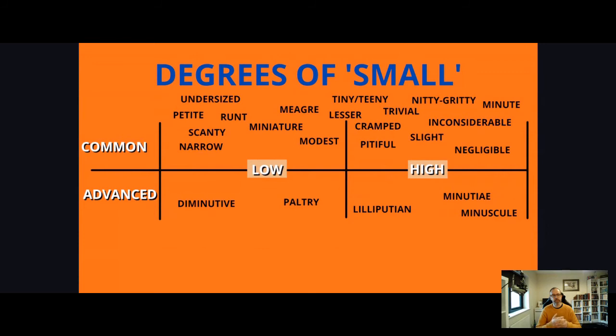So along the top, you have the common words or the spoken English that we looked at, and at the bottom is the vocabulary for the advanced exams. So on the top left there, we have, say, undersized or petite. But as you get all the way over to the right, you see something is minute or inconsiderable or negligible. So these are much more intense expressions of small. And the same at the bottom then of the advanced exams. Diminutive is something that is a little smaller, but minuscule or the minutiae is something extremely small.